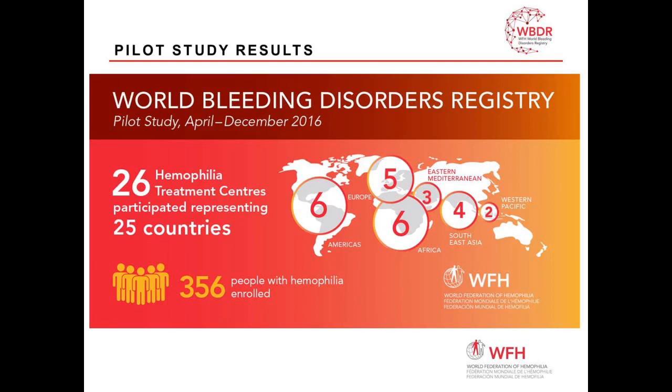Looking at these, these are our very top line results. We can see that we had 26 hemophilia treatment centers around the world from 25 countries. We had 2 in India, and you can see the regional representation in those circles. And we had 356 people with hemophilia enrolled. So this was a terrific outcome for such a short period of time.